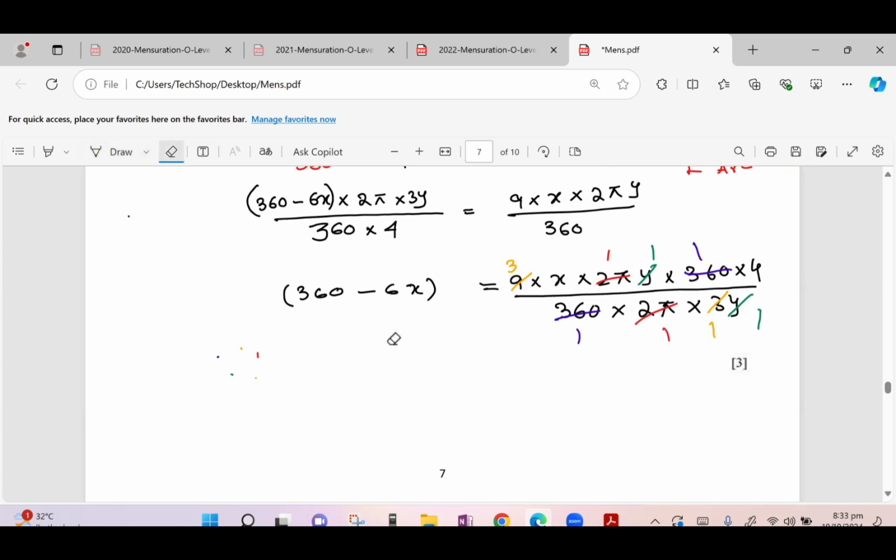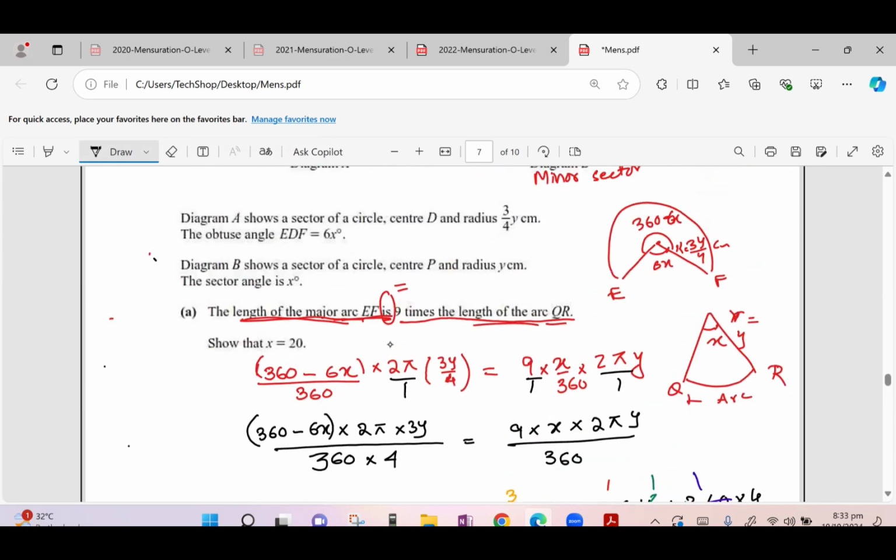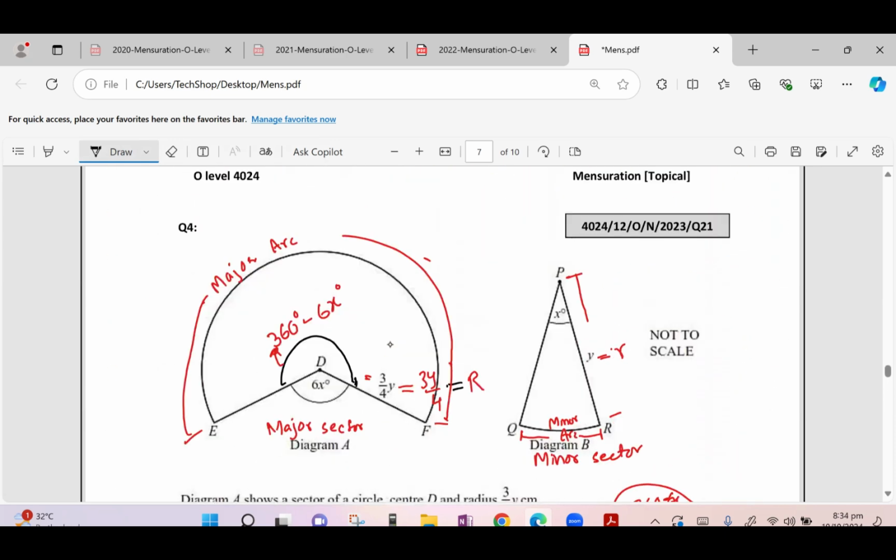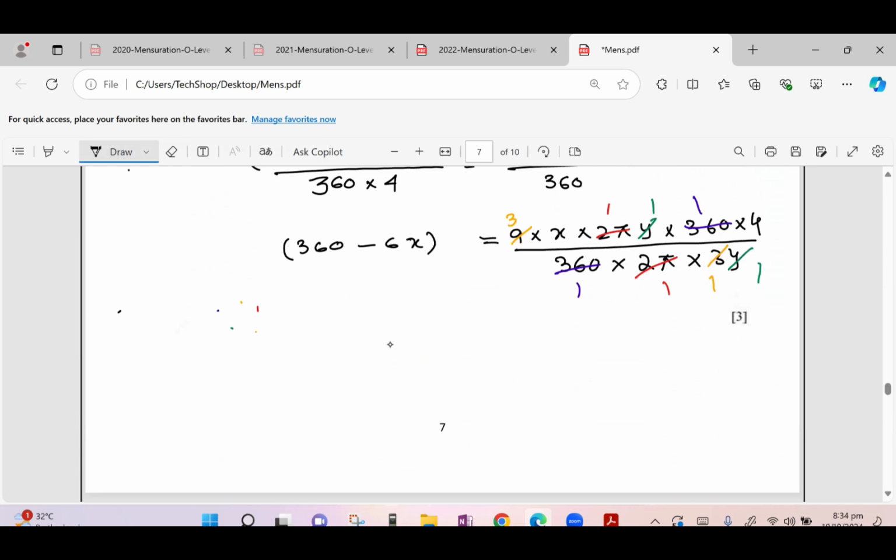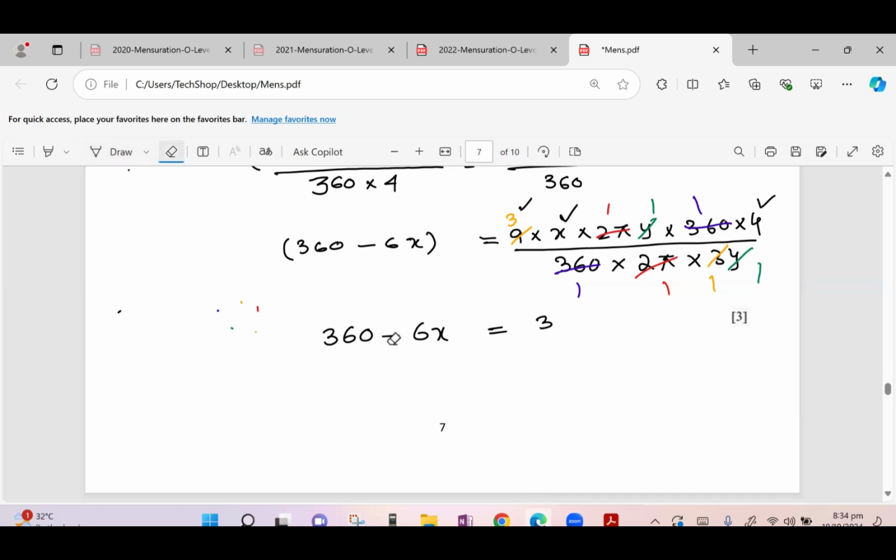The technique is, when there is a non-calculator question, don't multiply. Check whether it is the calculator version or non-calculator. It is basically the non-calculator version. So now I am going to write here 360 minus 6x will be equal to 3x times 4. 3x times 4 is 12x. Clear or not, Ryan?